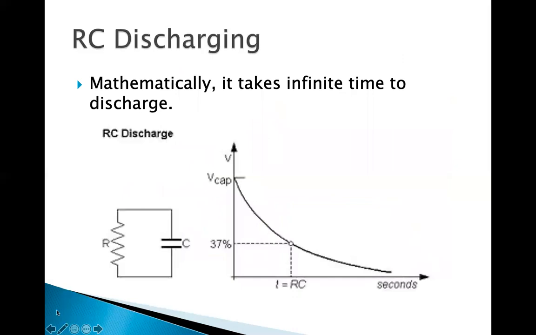RC discharging. If we remove the battery and just connect both sides of the capacitor through the resistor, this circuit on the lower left corner represents discharging. Discharging means removing the charges, which means the positive charge and negative charge from both sides of the capacitor will neutralize. If we look at the voltage as a function of time, when t equals R times C, which is in the unit of seconds, the voltage is reduced to 37%. It takes a couple of RCs for the voltage to become negligible.